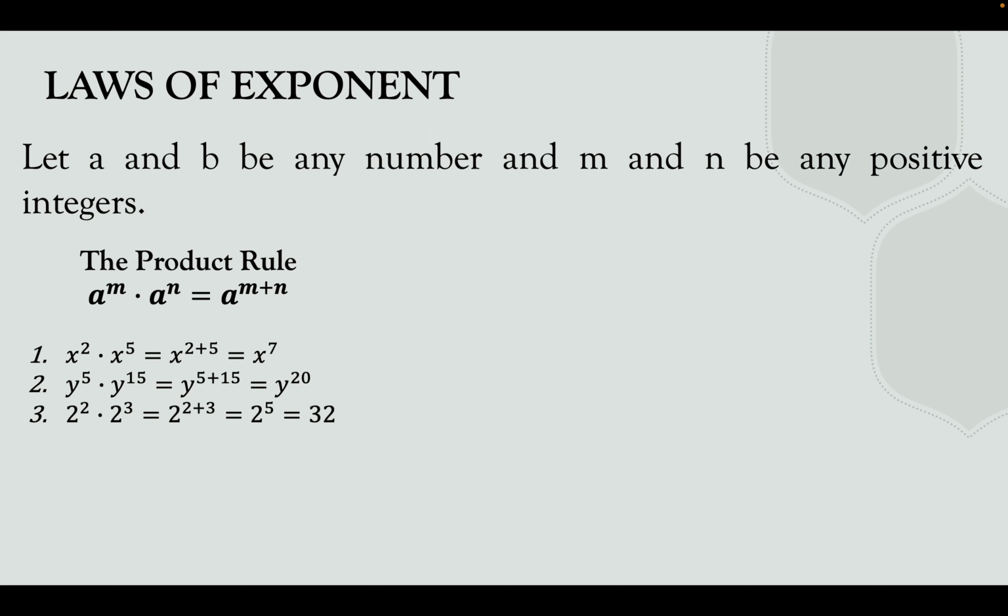so we have y raised to 20. Next, 2 raised to 2 times 2 raised to 3. You just need to add the exponents, 2 plus 3, so we have 2 raised to 5. To simplify 2 raised to 5, 2 times 2 times 2 times 2 times 2, we have 32.